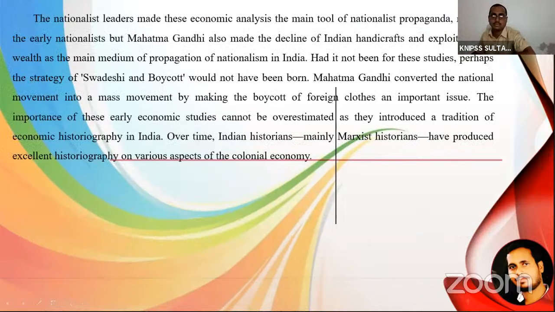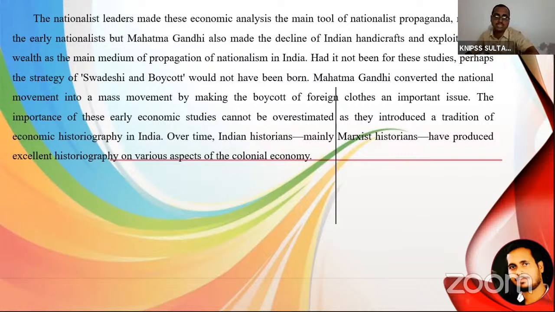The nationalist leaders made these economic analyses the main tool of nationalist propaganda, not only the earlier nationalists, but Mahatma Gandhi also made the decline of Indian handicraft and exploitation of wealth the main medium of propagation of nationalism or the national movement in India. Had it not been for these studies, perhaps the strategy of Swadeshi and boycott of foreign goods would not have been born. Mahatma Gandhi converted the national movement into a mass movement by making the boycott of foreign cloth an important issue.